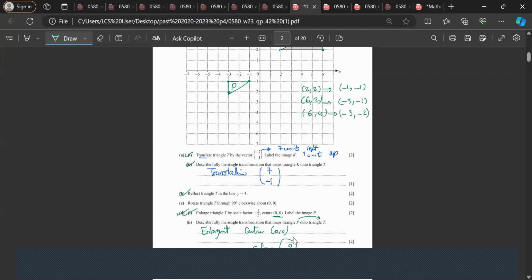Any problem in this exam? Miss, I want to ask: when they say rotate triangle T through 90 degrees clockwise about (0, 0), what does this (0, 0) mean? It is the center of rotation. So you can do it with the tracing paper. Yes, tracing paper. I revised it at school before the exam again. Okay, any problem in this exam?